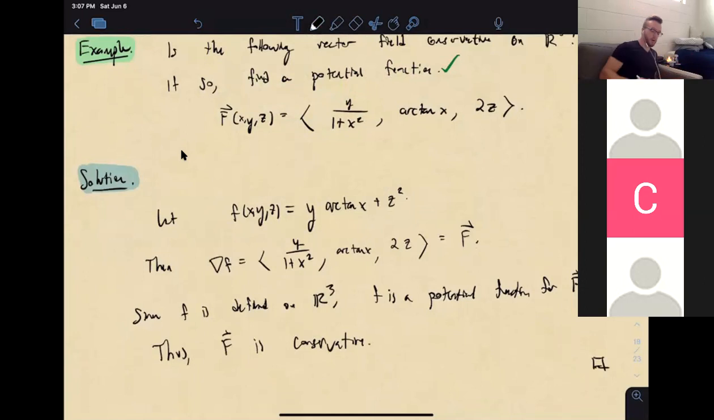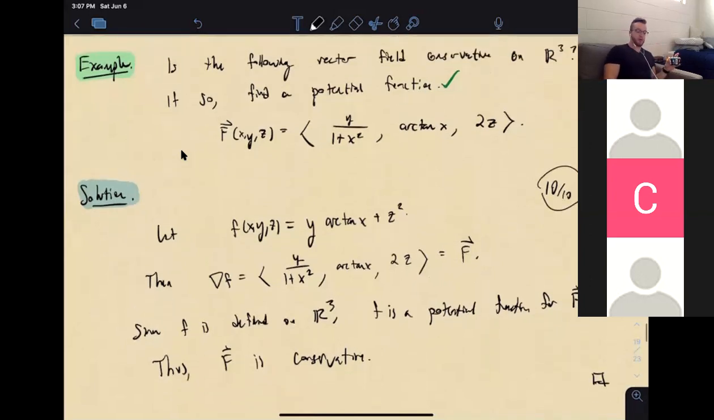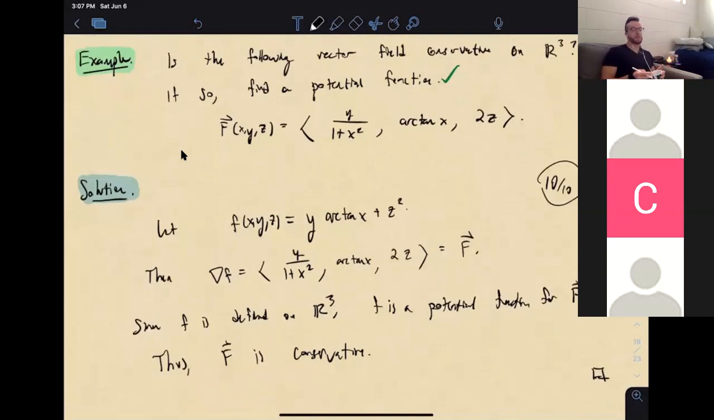Now we can talk about it more if you want. If any of you are wondering where this came from, we can talk about that too. But if I was reading a test and this was on the test and I read this solution, this is a 10 out of 10, in my grading scheme at least. Ricardo mentioned earlier that we could take the curl, and you could definitely do that. But at the end of the day, if you can find a potential function, that's what it means to be conservative.